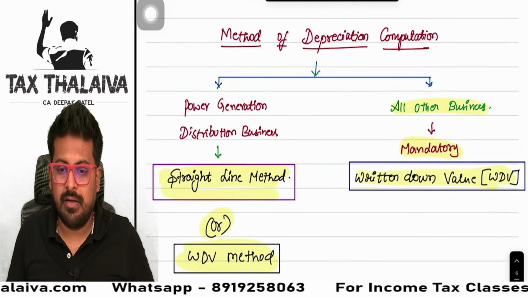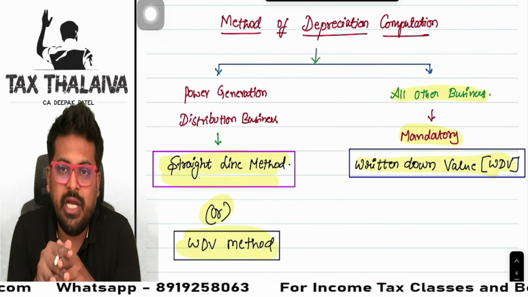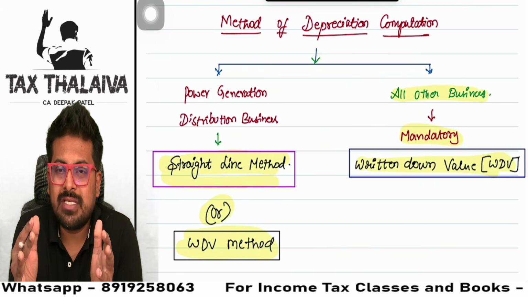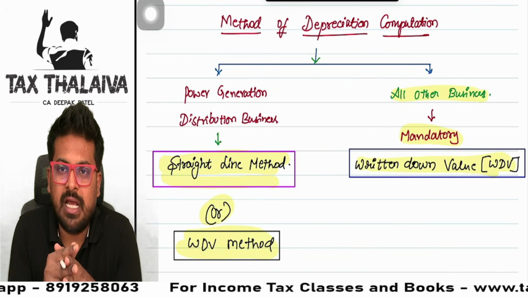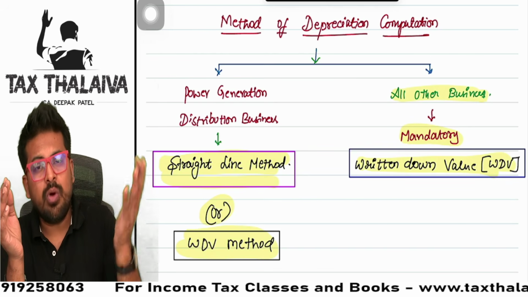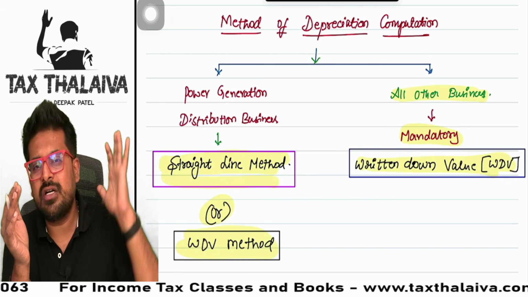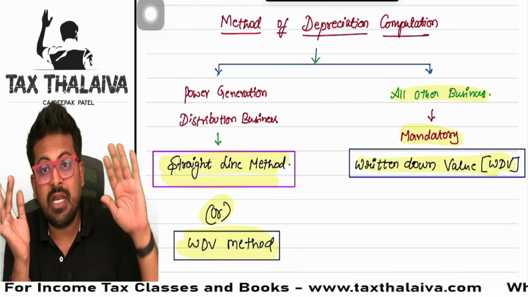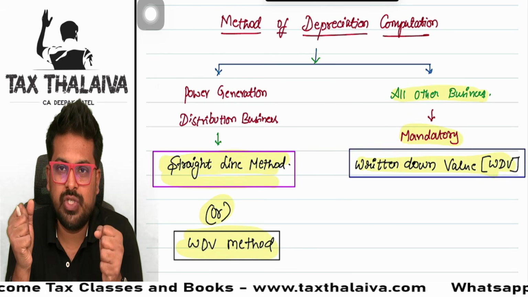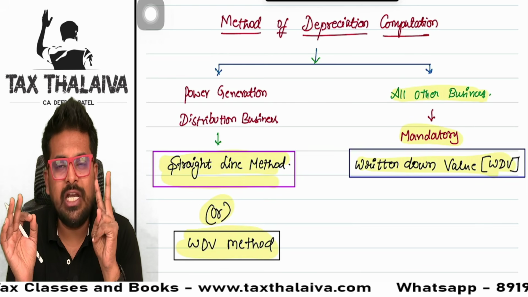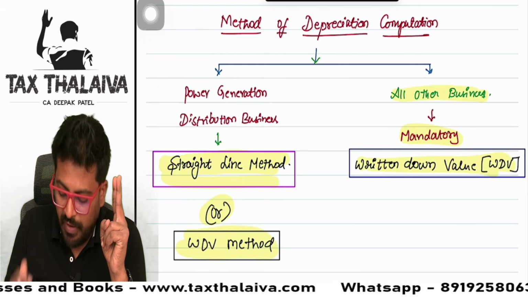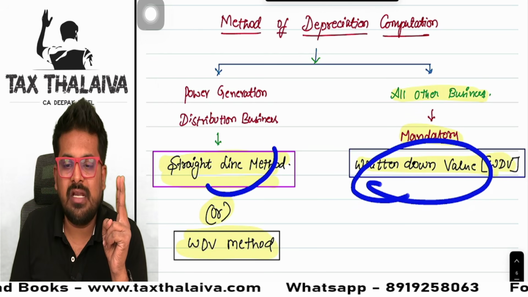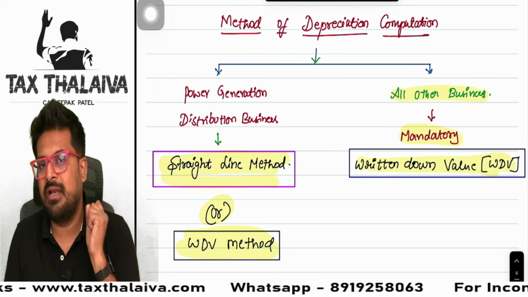Now, we will look at what method of depreciation I need to use in case of PGBP under income tax. Guys, in your accounting, you might have followed different methods of depreciation. You have to forget about it when you read the income tax subject. Under income tax, there are only two methods of depreciation. One is called the WDV method, the other is called the straight line method or SLM method.